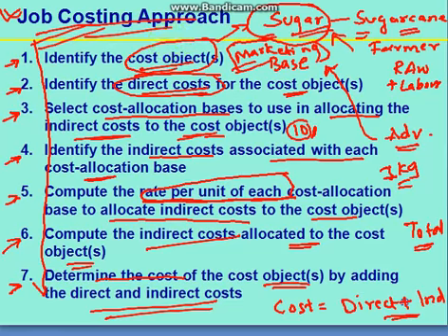So specifically, job costing is done when there is a specific customer demand, right?